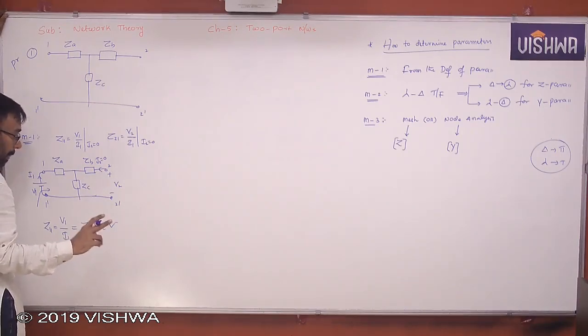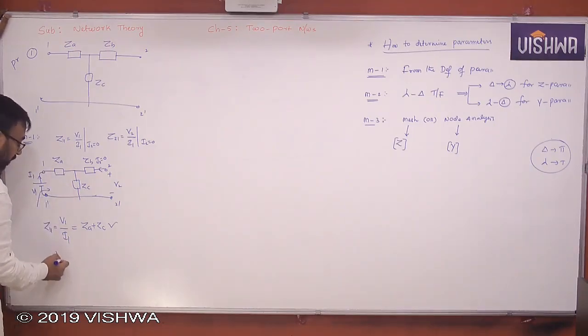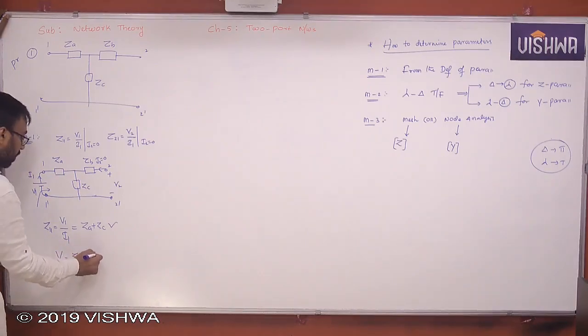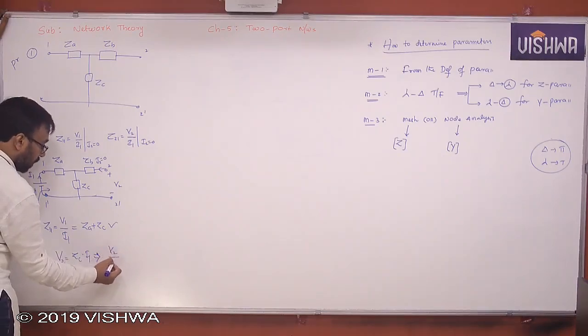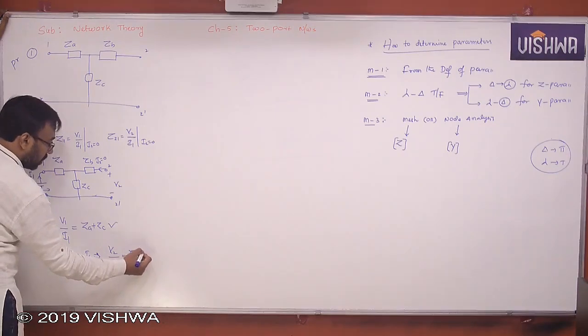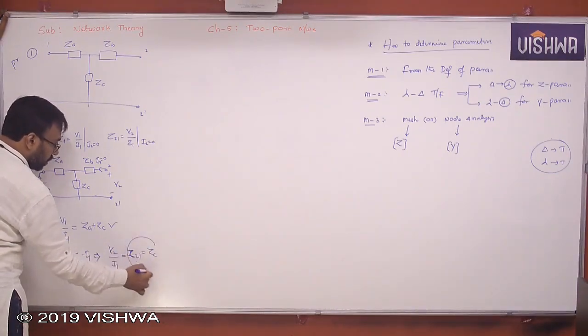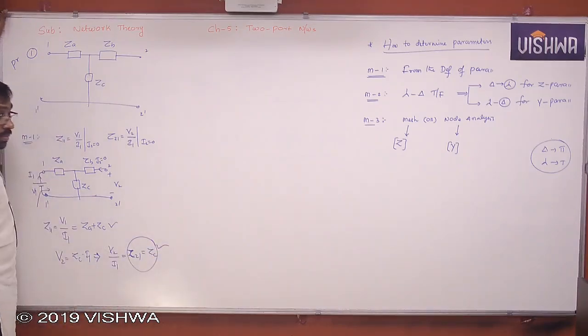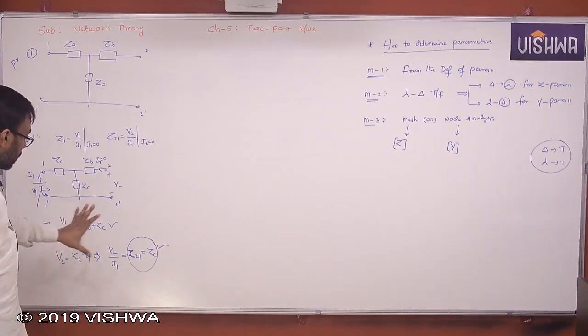But what is the voltage across ZC in terms of I1? ZC into I1. So V2 is equal to ZC into I1. So from this we understand V2 by I1, nothing but Z21, is nothing but ZC. Yes or no? Clear to all of you? Okay. So you got Z11 and Z21.